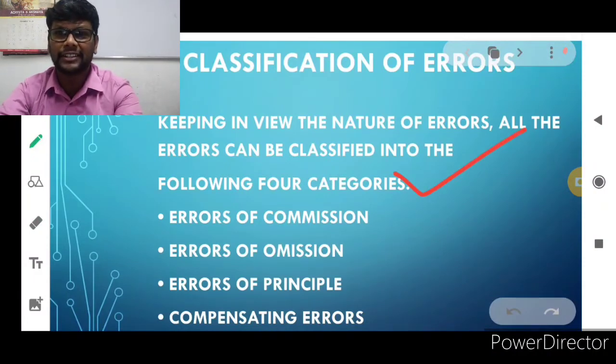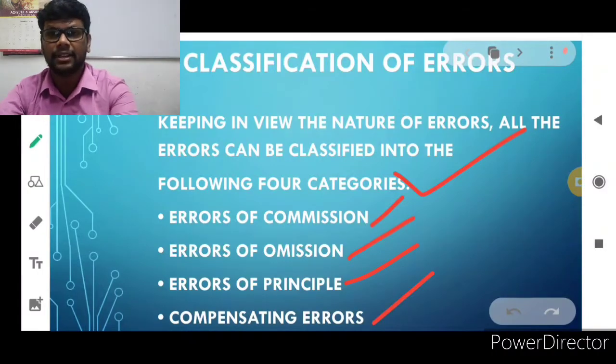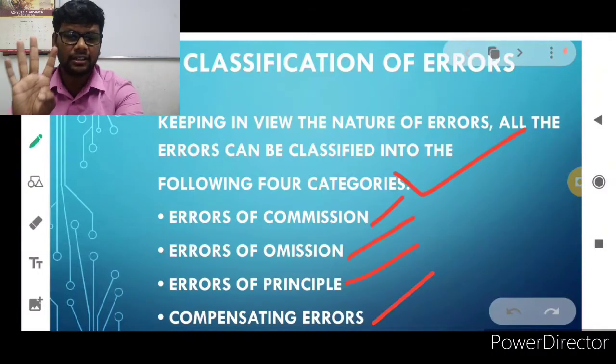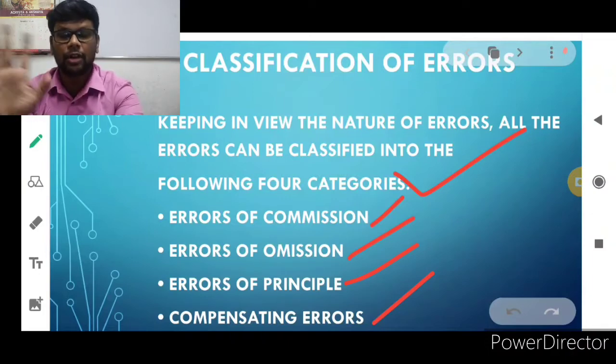What are those 4 categories? Errors of commission, errors of omission, errors of principle and compensating errors. 4 types of errors are there. First one is errors of commission, second one is errors of omission, third one is errors of principle and fourth one is compensating errors. We are going to discuss these 4 different kinds of errors in detail.